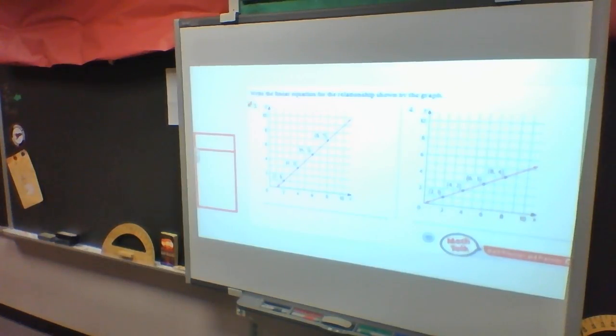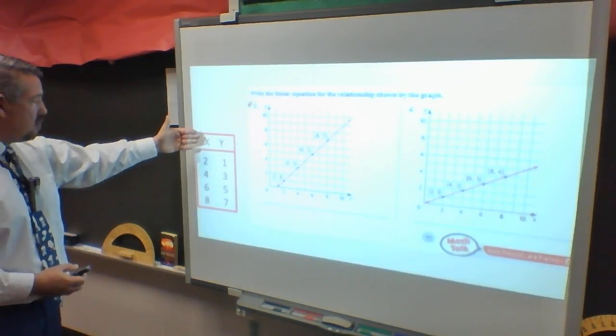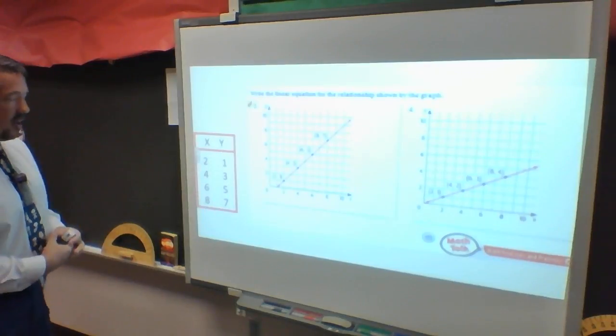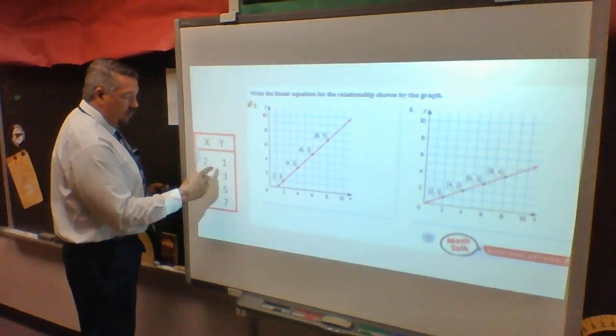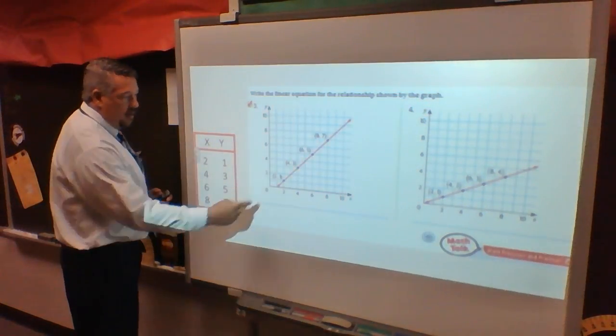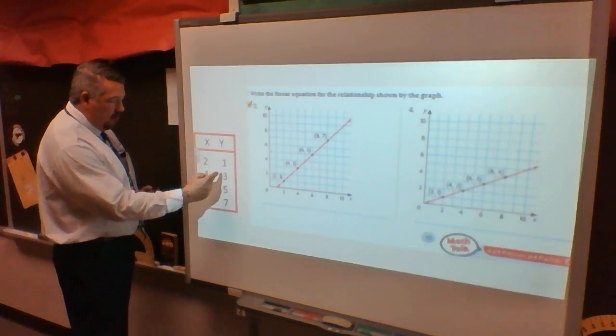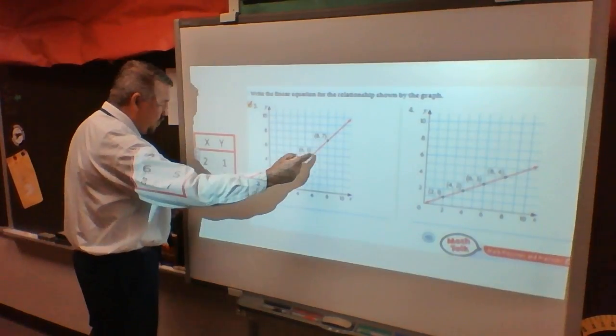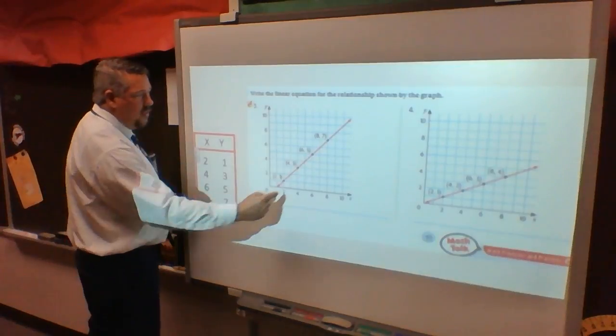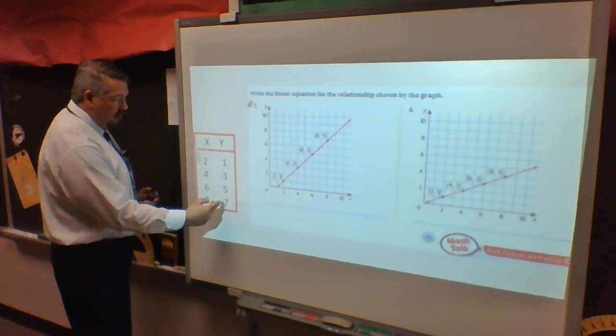So I'm going to draw a chart that I'm going to fill in to see if I can see a mathematical pattern for my relationship. I know my x is my first number, my y is my second. So I have 2, 1, and I write it down. And then I have 4, 3, and I write them down. And then 6, 5, write them down. 8 and 7, I write them down.